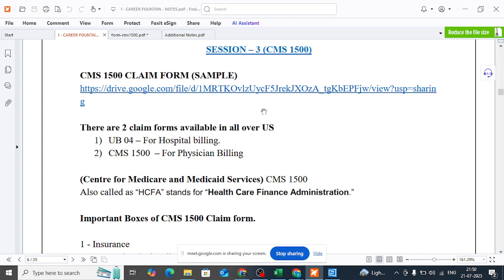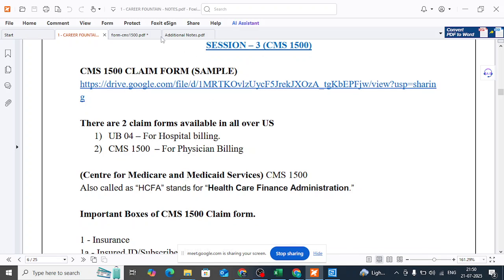Today's session is on the CMS 1500 form, which is used for physician billing, as we already discussed in the previous session. It has a total of 33 boxes, and it is also known as HCFA. The long form of HCFA is Health Care Financing Administration, and the CMS long form is Centers for Medicare and Medicaid Services. There are some important boxes in these 33 boxes.